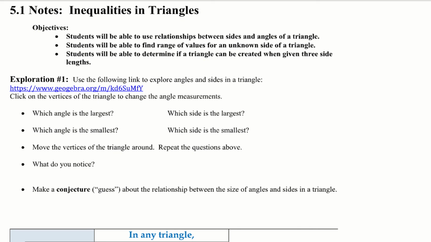Hello, today we're going to be doing 5.1 notes. Welcome to a brand new semester. Inequalities and triangles. So we're learning more about triangles for this first unit.